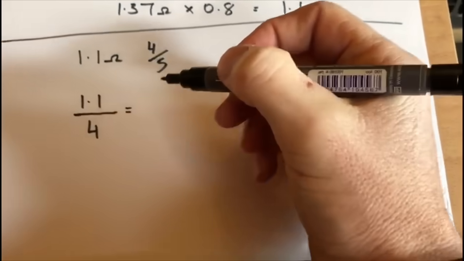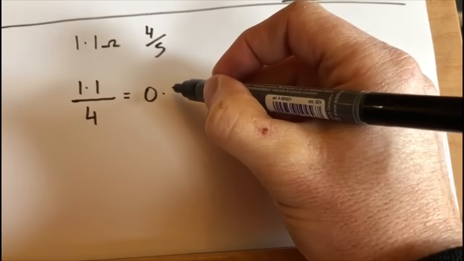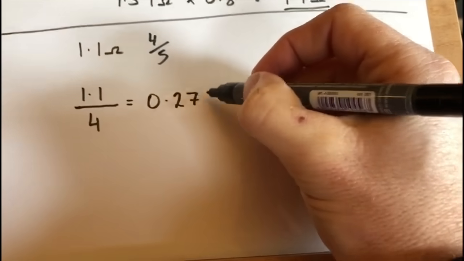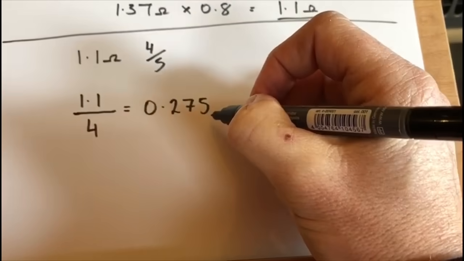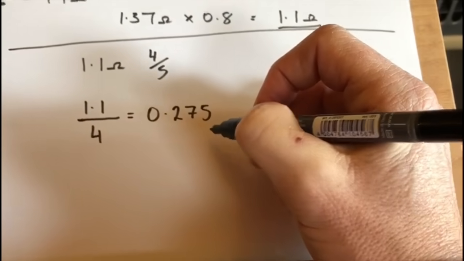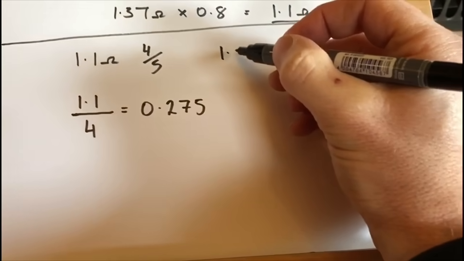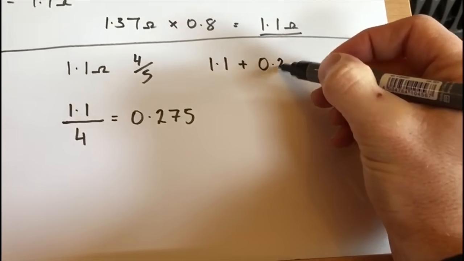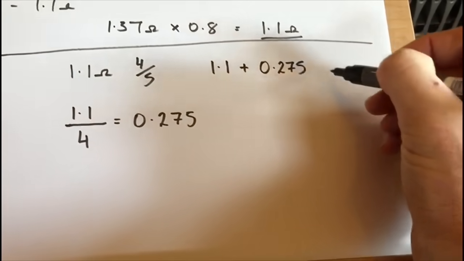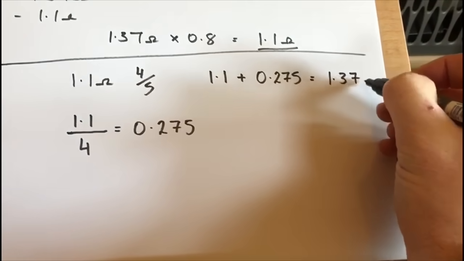And that will give me 0.275. And so this then is the missing fifth. So all we have to do then is go 1.1 plus 0.275, and that will equal 1.37 ohms.